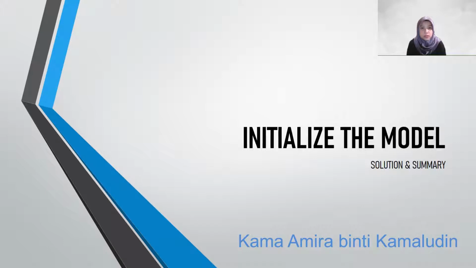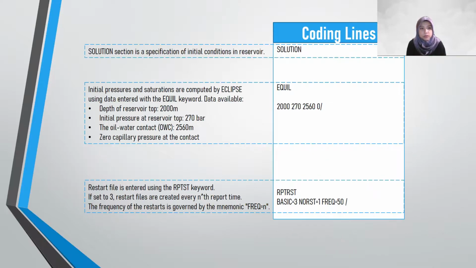I will continue with the Initialize model. To initialize the model, it contains 2 sections, which are the solution and summary sections. The coding begins with the SOLUTION keyword. The solution section is a specification of initialized conditions in the reservoir, which might include several variables, for example, pressure, saturations, and compositions of every grid block in the reservoir.